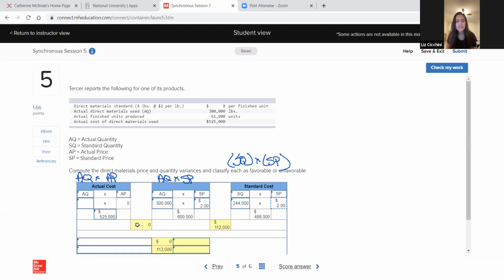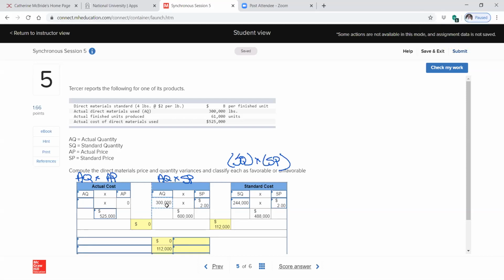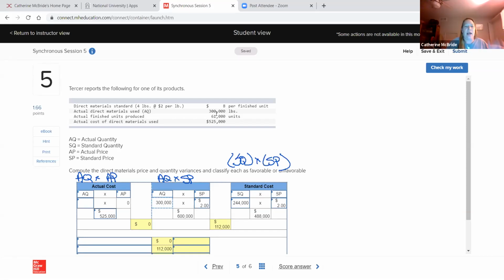And then the actual cost, right? You need to fill out the actual cost. The actual quantity should be 300,000, because they use 300,000 pounds. So the actual quantity was 300,000 pounds. They are making us do it even though we have the answer. And the actual price was, so they're giving it to us. We'd have to figure it out if we didn't have it. But if we take the 525,000 divided into the 300,000 pounds, it's $1.75.